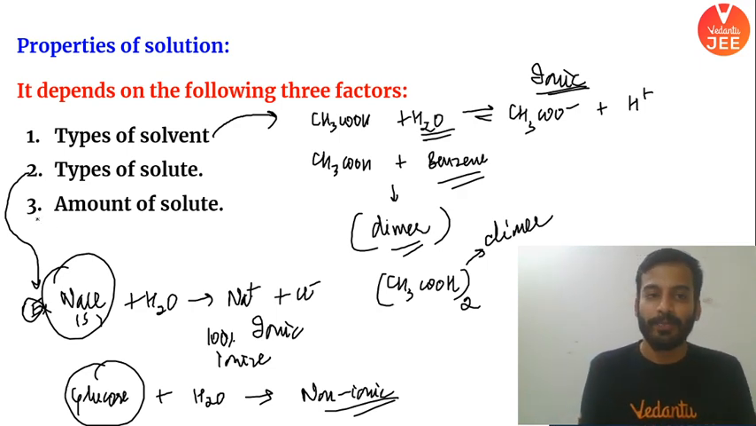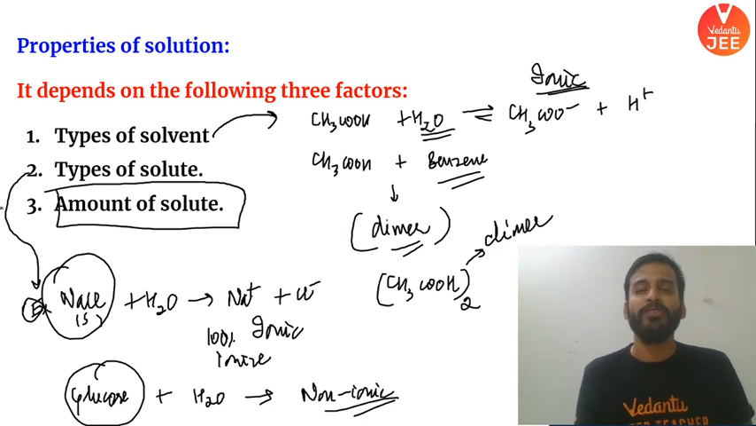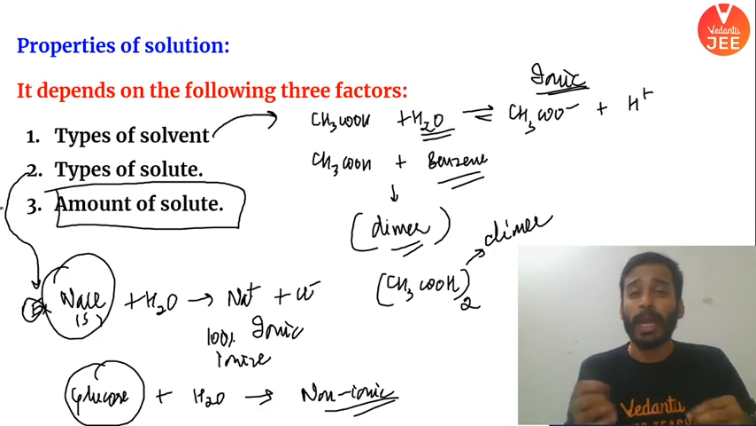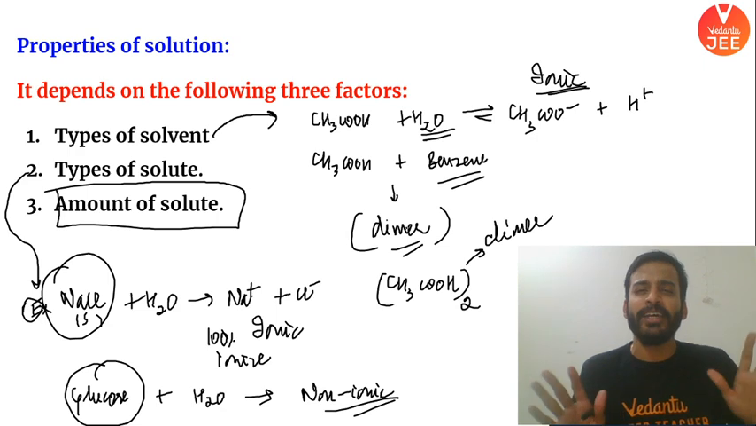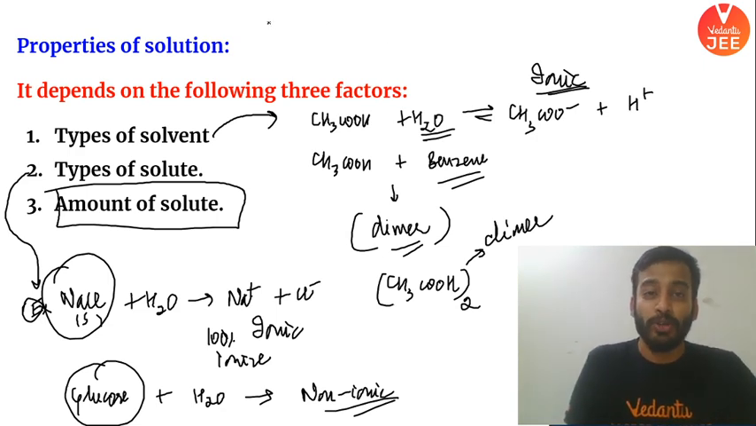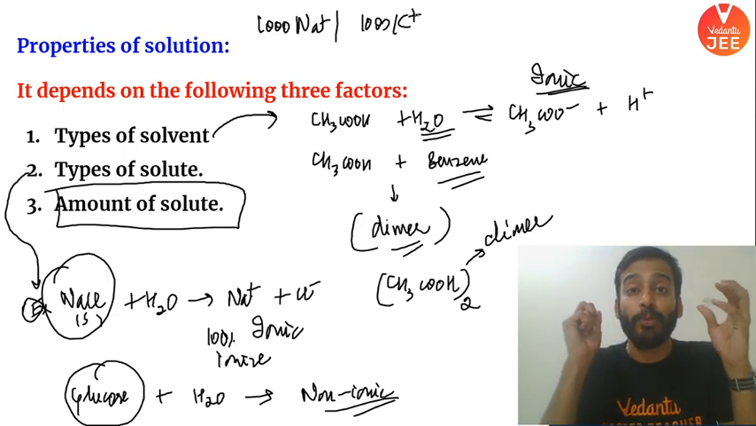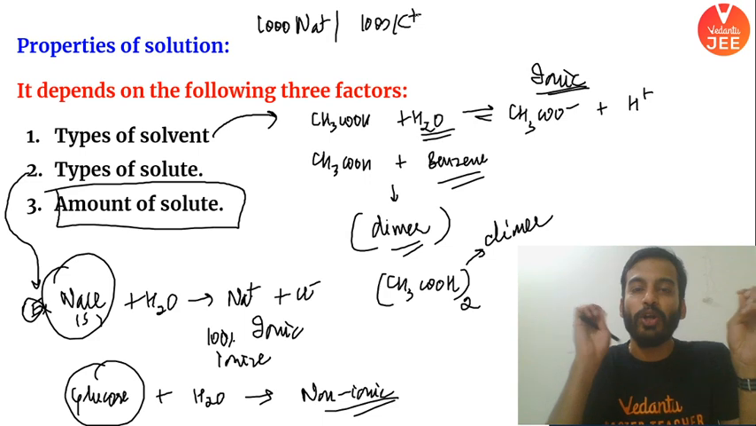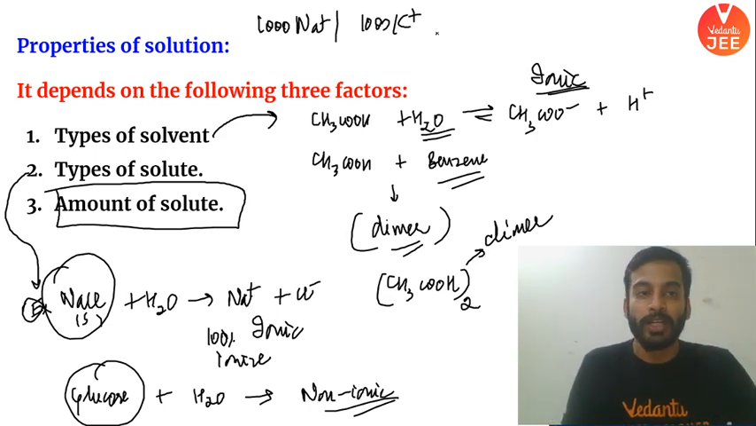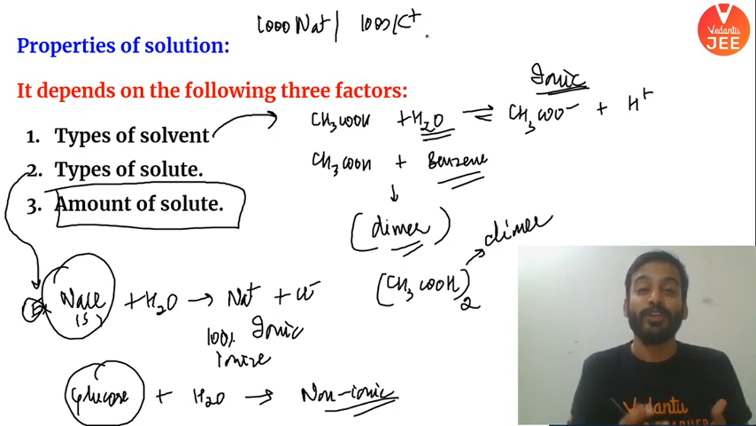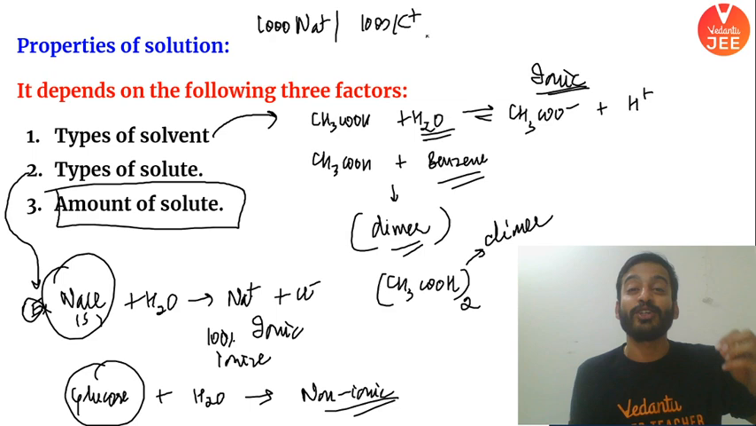अब मेरी बात ध्यान से सुनना. Some solutions are also there which do not depend upon the type of solute or type of solvent. They only care what is the amount of solute. If I add 1000 Na plus ion or 1000 K plus ion, answer would be same. Answer सबका same होगा. It depends upon the quantity of the ions, not on the type of the solute or type of the solvent. They depend upon the quantity or amount of the solute. Such kind of properties we call as colligative properties.